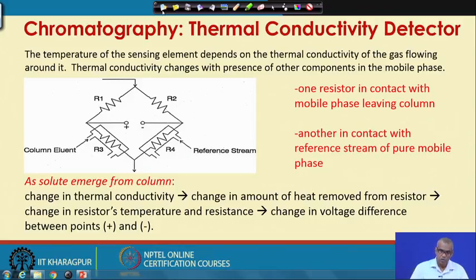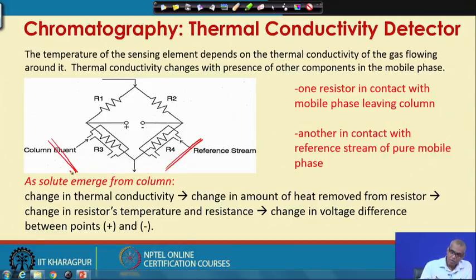So, when you have pure mobile phase here, and if I have pure mobile phase here, both these mobile phases will have the same thermal conductivity. So, they will be able to remove the same amount of heat from the resistor. So, the temperature of the resistor and the resistance will be the same. There will not be any voltage difference or unbalanced current in the circuit.